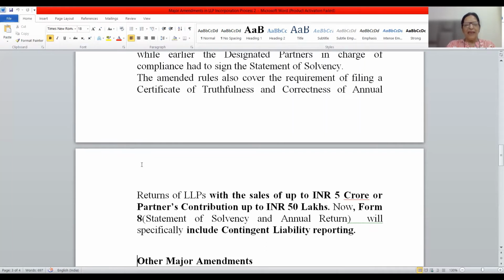And now Form 8, which is SAS, and the annual return will specifically include contingent liability reporting. So contingent liability has to be reported. Contingent is contingent, which depends upon a future uncertain event. So this reporting will also be done in SAS and the annual return.